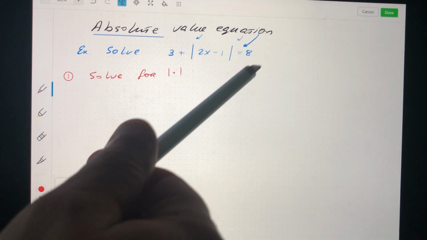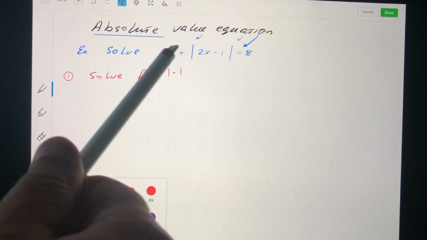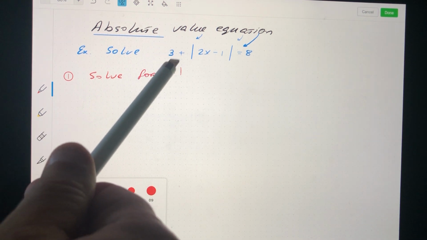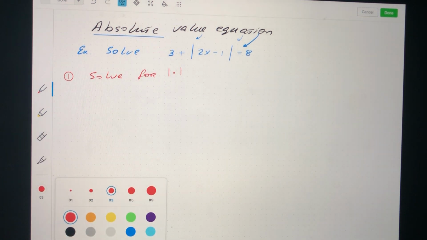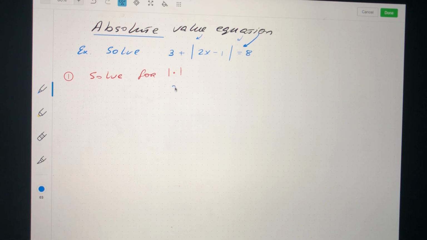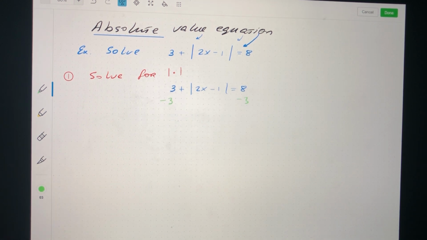So here on our equation, on the left side, we have absolute value and also plus 3. So the first thing is to get absolute value by itself, meaning get rid of the plus 3. And to cancel plus 3, the opposite of plus 3 is minus. So we subtract 3 from both sides, like this. Minus 3, minus 3. And that makes absolute value 2x minus 1 is 5. And that's the first step.